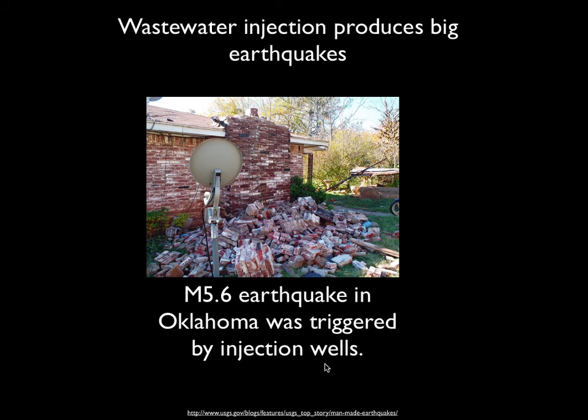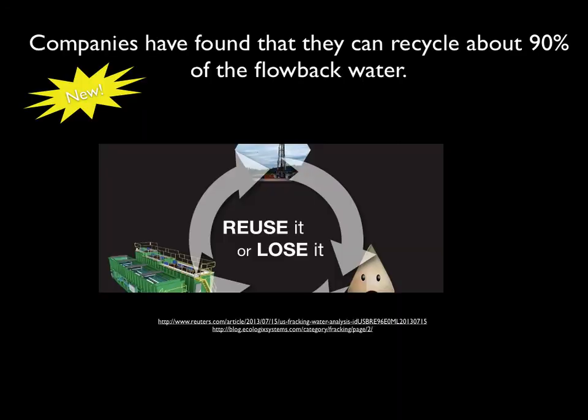Well, we said that one of the problems with the injection wells is you dump so much water down one well or one place. So what do you do about that? You try and reduce the amount that you pump down. And the best way to do that is to reduce your waste. And companies have found that they can now recycle about 90% of the flowback water. This is sort of a new finding in the last couple of years, way after Gasland was produced.